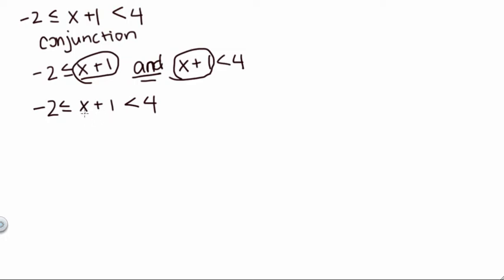Since I'm trying to solve for x, I'm going to subtract 1. And whatever you do on one of them, you have to do on all of them. So we get -3 ≤ x ≤ 3.